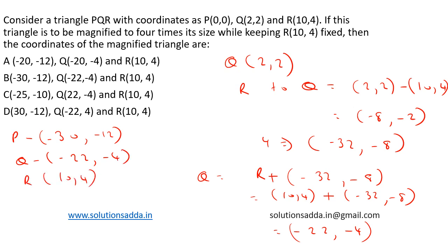So based on the answers, we can say option (-30,-12), then (-22,-4), then R (10,4). Option C is the correct answer here.